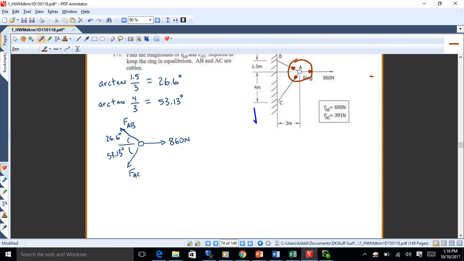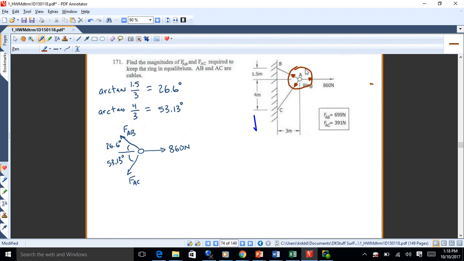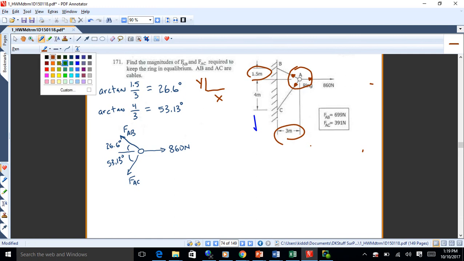Now I want to know the angles at which they act. So I'll do inverse tangents there, arctan. What an arctan does is it takes y over x, calculates it, then finds the angle that has that proportion of y to x. So if you have a delta y of 1.5 and an x of 3, that equivalent angle is 26.6. And if you have a delta y of 4 and a delta x of 3, the equivalent angle is 53.13.